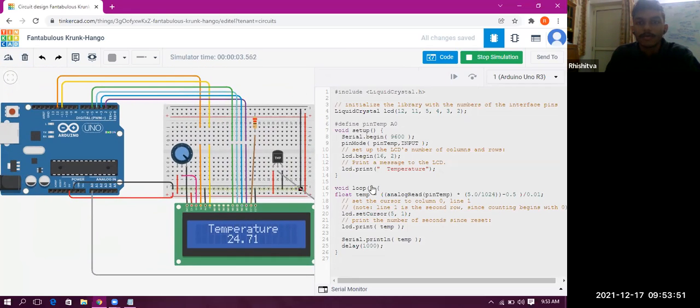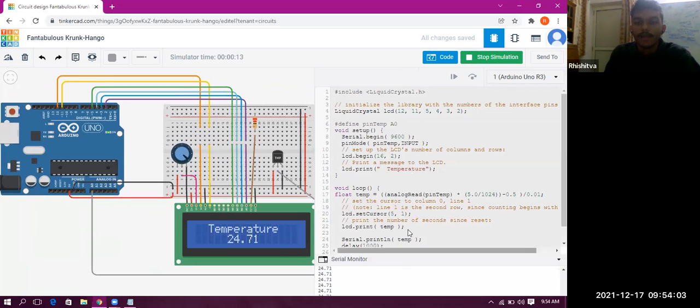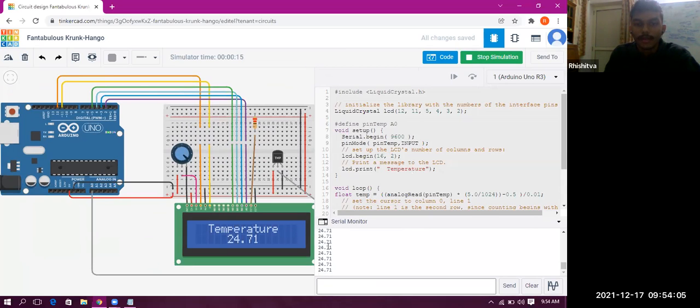That is how you can make some changes in the code. You can also change the delay function in the loop. Let's say you take it to 1 millisecond only. You are getting a value on the serial monitor. Let's say it is showing 24.71; the same value will be shown on the serial monitor also.